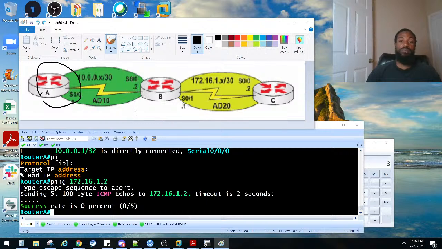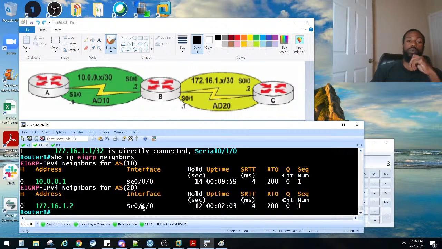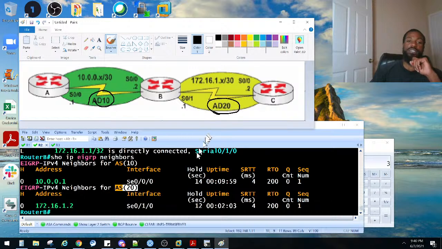What am I missing? We put them in two different routing protocols for one. Or not routing protocols, two ASNs. We got ASN 10, that right there. This one is ASN 20, that right there. But we need these to learn about those networks and vice versa. Right?